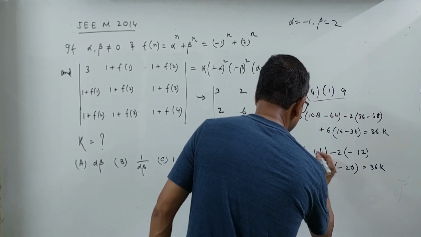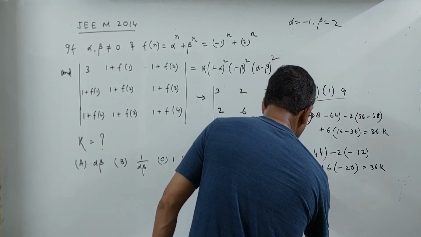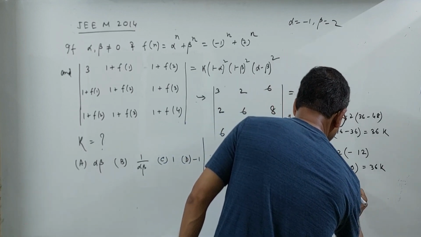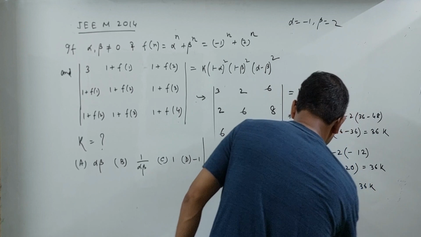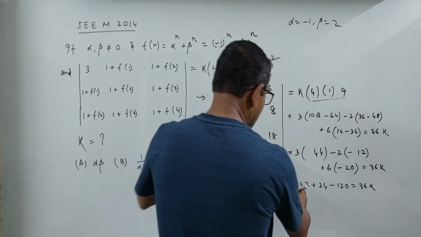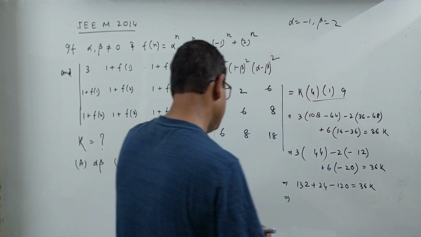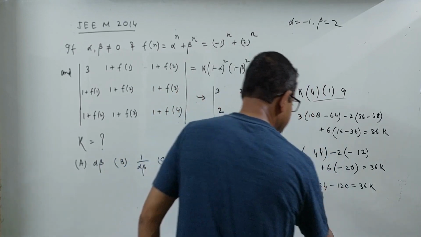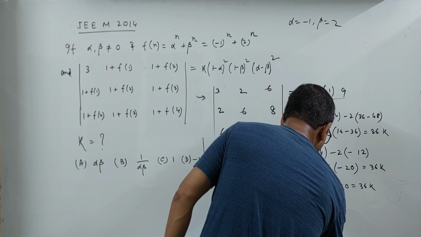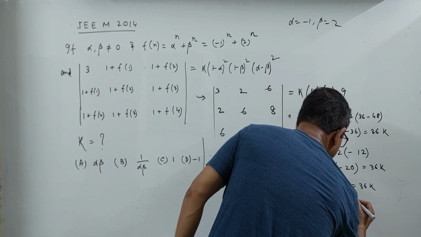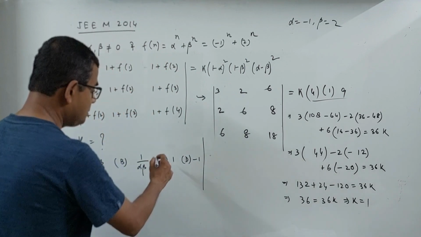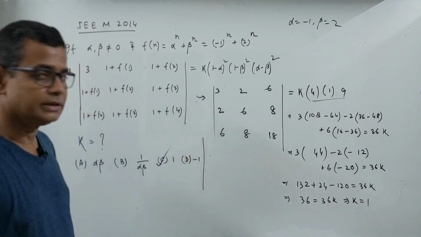Now it is implied 132 plus 24 minus 120 equal to 36k. This implies that 132 minus 120, we get 12, 12 plus 24, that is 36. 36 equal to 36k, so k equal to 36 by 36, equal to 1. So C is the right answer.